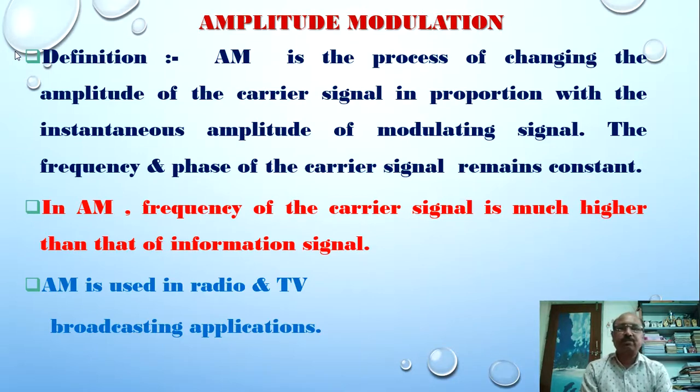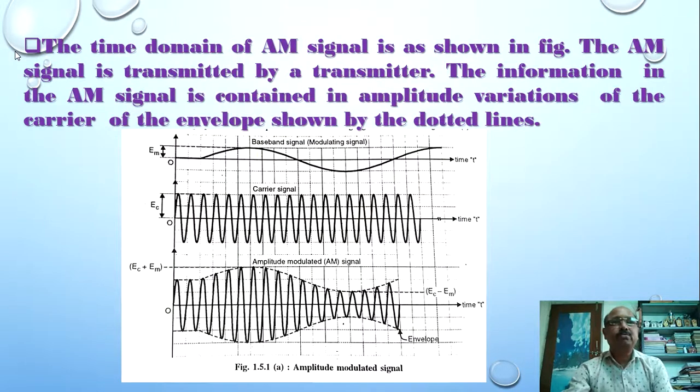In AM the frequency of the carrier is much higher than that of the information signal. Obviously we have taken a high frequency carrier signal, and that's why its frequency is higher, because of the need of modulation. आपण need of modulation याच्या अगोदर बघितलेलं आहे, त्याच्यामध्ये आपण डिस्कस केलेलं आहे की कशामुळे या मॉड्युलेशनची आपल्याला गरज आहे. So AM is used in radio as well as TV broadcasting. That is the main application for amplitude modulation.